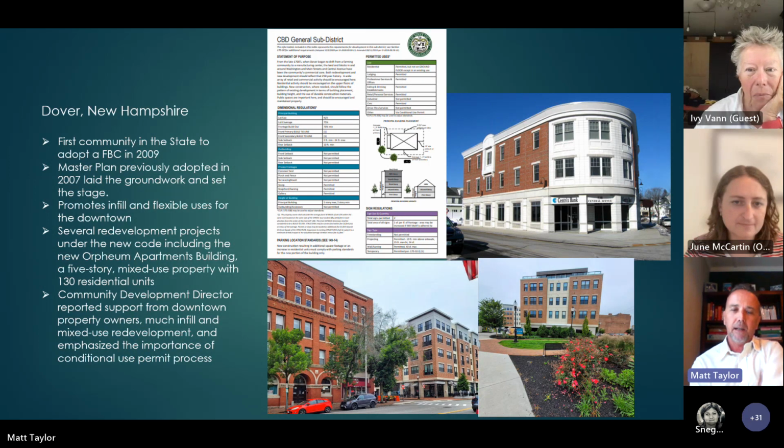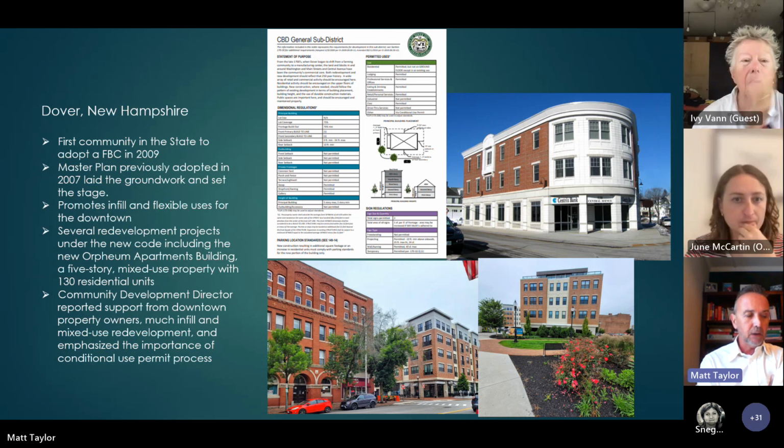So with that, we'll go a little closer to home. I know June had talked about some examples. One of the first, or actually the first form-based code adopted in New Hampshire was in Dover, and that was adopted in 2009. It was after an extensive master plan process, which laid the groundwork. And according to the planning director there, it promotes infill and flexible uses for the downtown, and it's garnered a lot of support from downtown business owners, and there's been a number of successful redevelopment projects in town, which I'm showing here.